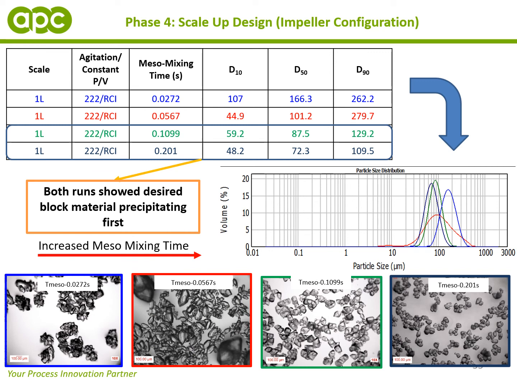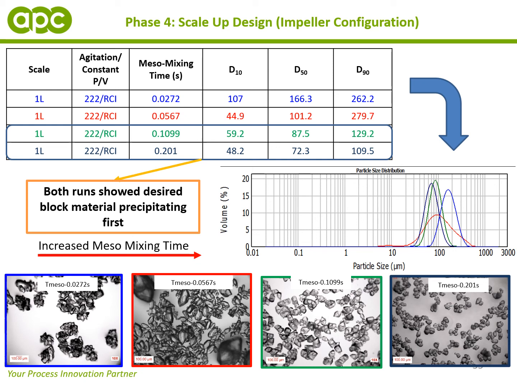So we carried out a number of process runs on the 1 liter scale at APC, all targeting various meso mixing times. And again, this was to highlight the change in particle morphology that would be delivered as a function of changing meso mixing time, but also to observe if the needle morphology precipitated initially. And what was apparent was that the particle morphology changed considerably through a change in the meso mixing time. But more importantly, when meso mixing times of about 0.1 or greater were targeted, the desired block material was initially precipitating, which is what we wanted.